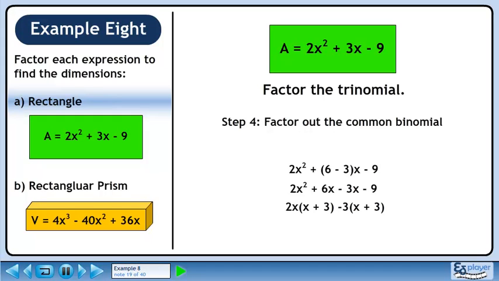In step 4, we'll factor out the common binomial. Pull out x plus 3, giving us x plus 3 times 2x minus 3. The dimensions of the rectangle are x plus 3 and 2x minus 3.